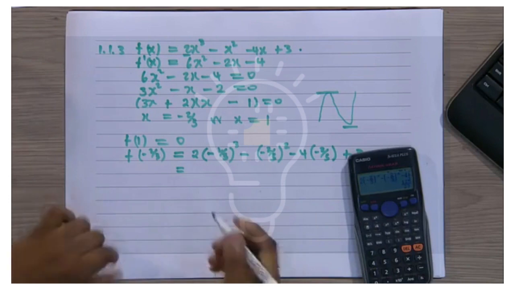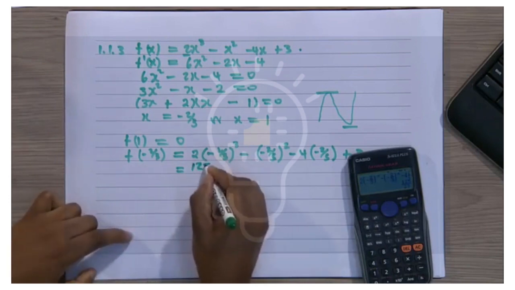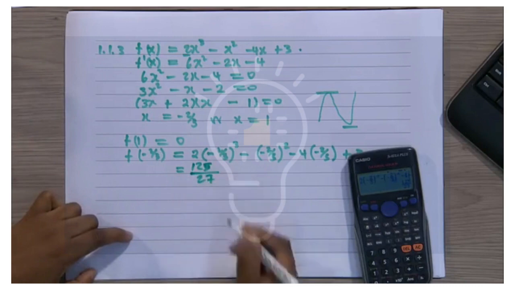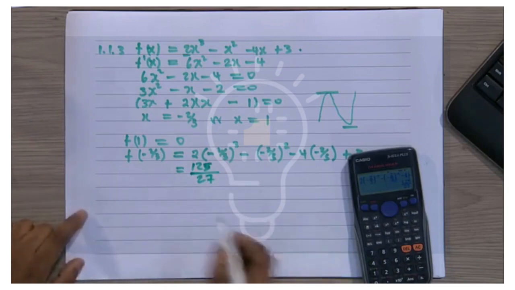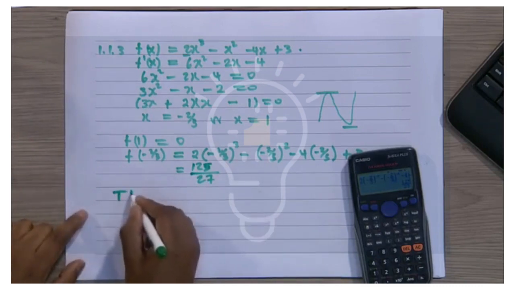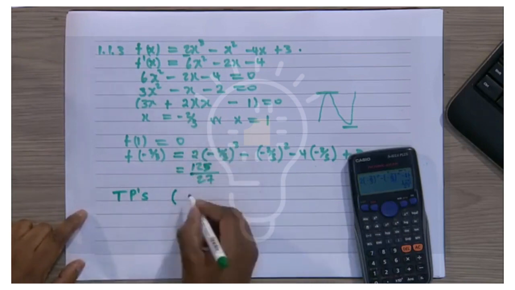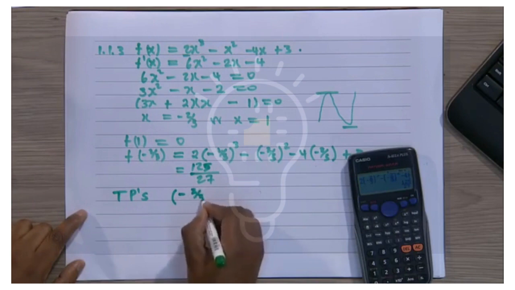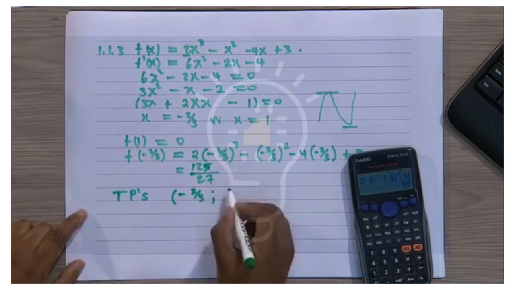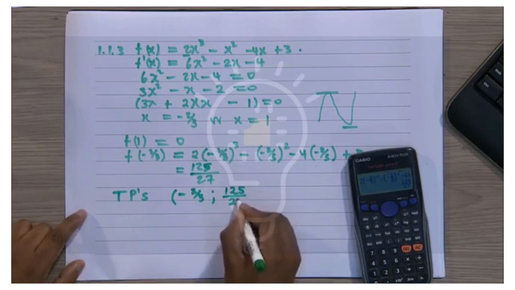I believe that you got the same answer, 125 over 27. That is our corresponding y value. Therefore, our turning points now. Let's start with a small one: when x was minus 2 over 3, we find that the corresponding y value is 125 over 27.